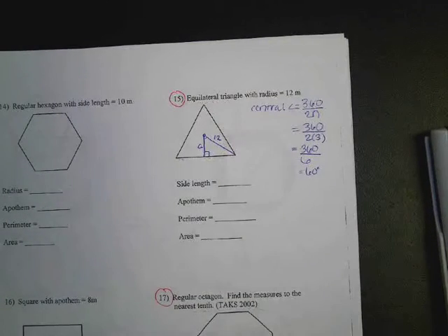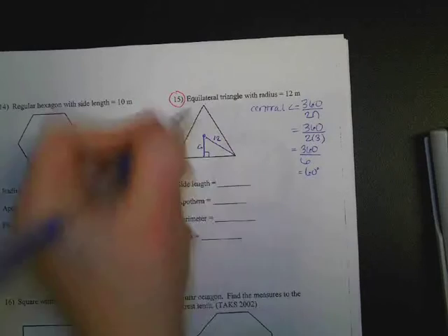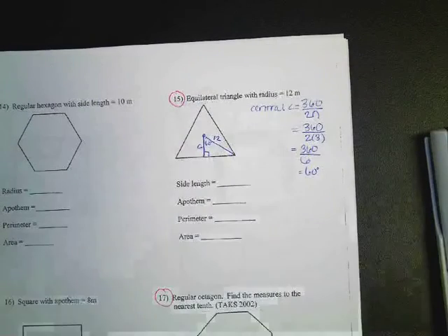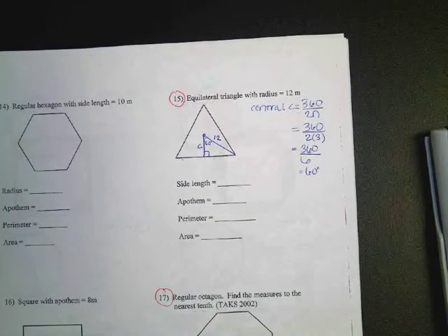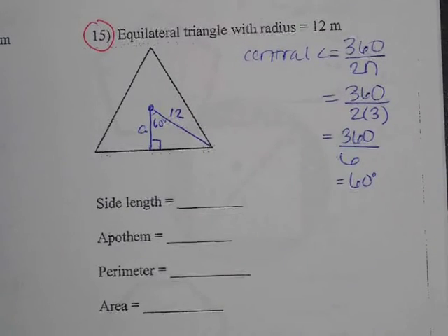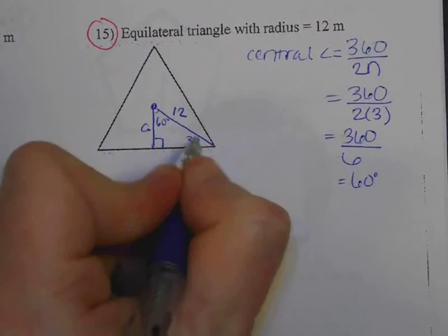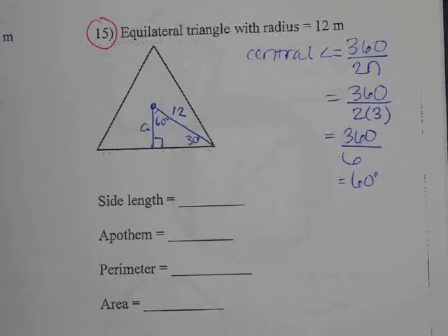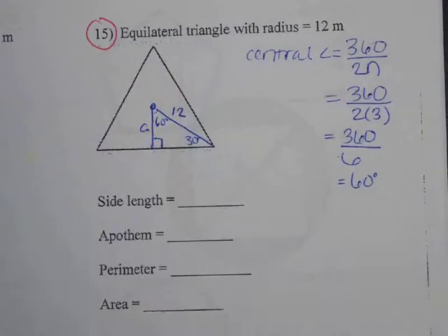Since 60 degrees is the central angle, it goes at that top angle of the triangle. Let me zoom in a little bit so y'all can see it better. With that 60-degree angle, that tells me that this is a 30, 60, 90 triangle. And I'm going to label my special numbers across from the corresponding angles.